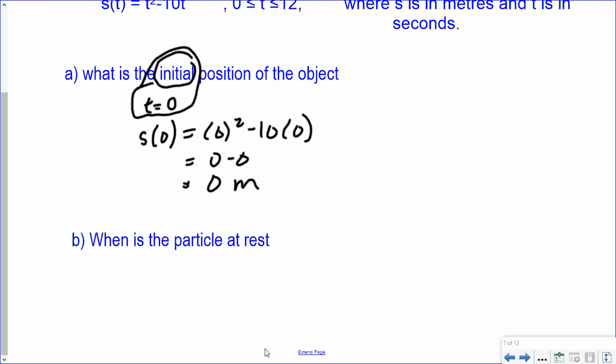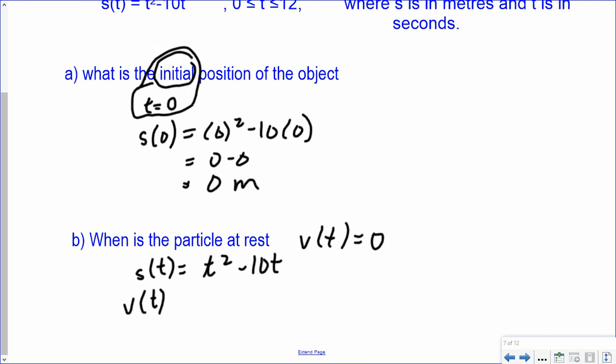Okay, when is the particle at rest? The particle is at rest when the velocity is 0. So if we have the original displacement function, I can find the velocity by taking the first derivative of my displacement function. For us that's easy to do. We've done these questions a lot here.